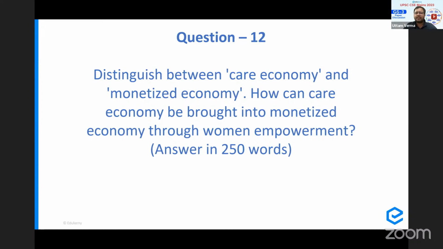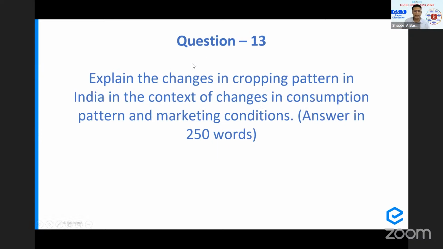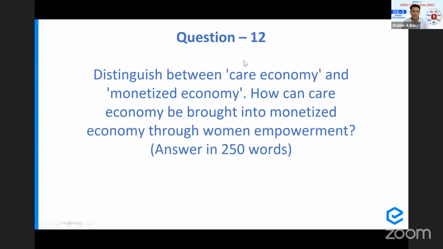But for 15 markers, sir, I think this much content can be done and easily handled. I agree. Very well discussed. Here we can also mention the care economy. In the care economy, specifically women are involved, and in the paid economy, most of the men are involved. So that is also a major differentiator between the two.